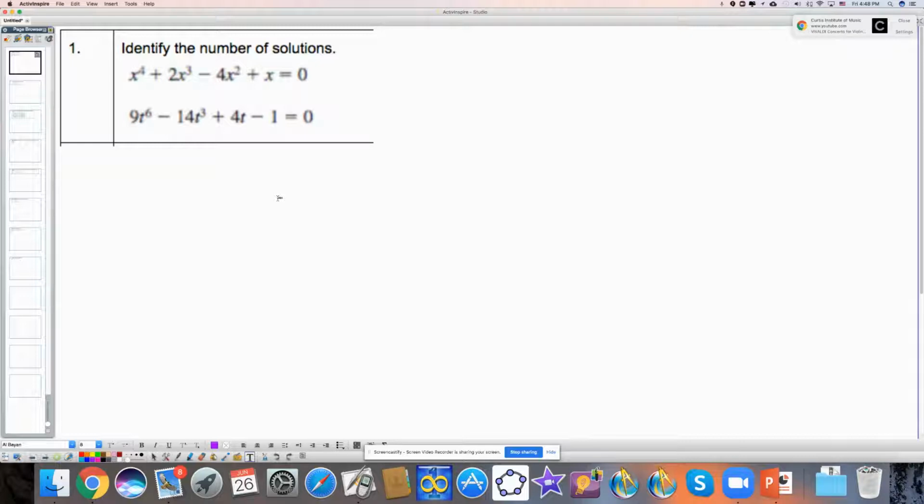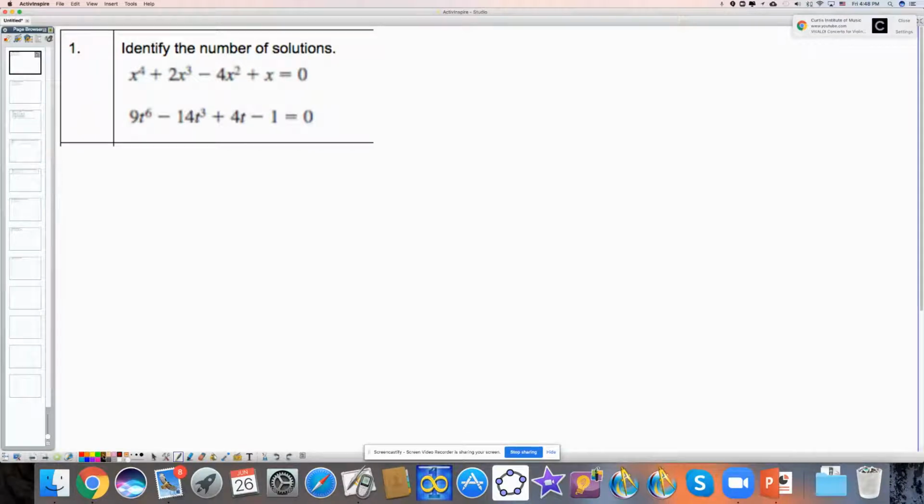Looking at this first one, identify the number of solutions. And use my pen here. The number of solutions is the same as the degree of the polynomial. This is a fourth degree, so there are going to be 4 solutions. This is a 6th degree polynomial. There will be 6 solutions. I'm not telling you whether they're going to be real or imaginary, if they're going to be positive real roots or negative real roots. I'm just telling you the number of solutions.